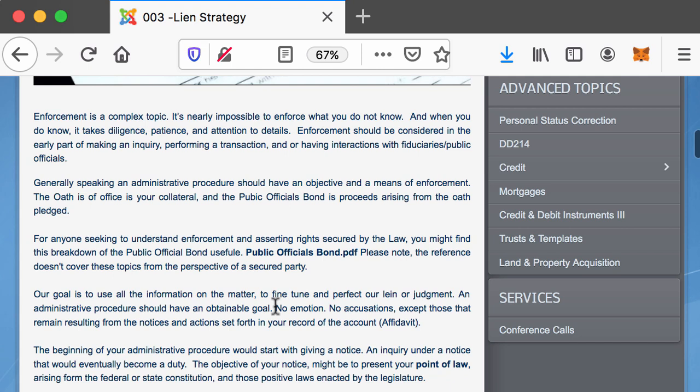The oath of office is your collateral, and it's your collateral to your security agreement. Your security agreement is what gives you an interest in certain property. In our case, the oath is your security agreement that gives you an interest in specific goods called performance-based obligations. And I mention it like this because I did in the last video too.